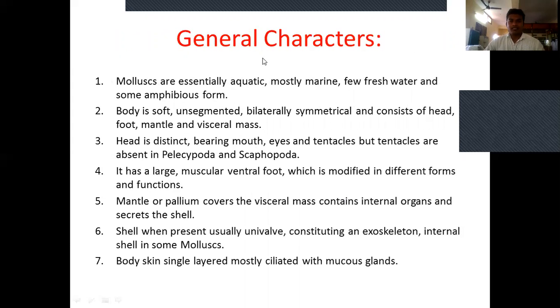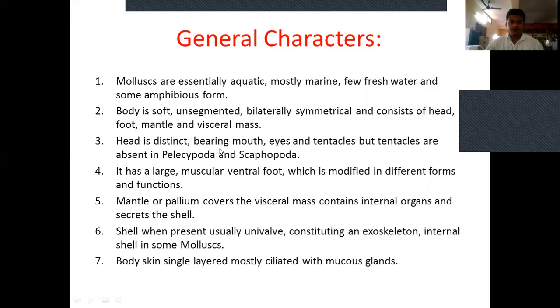Let's move on to the next slide. Here you can see the leading general characters of the Phylum Mollusca. Mollusks are essentially aquatic animals. They are mostly marine animals. Some of them live in fresh water, and some have an amphibious form. That is, some mollusks live in water as well as on land. Body is soft, unsegmented, bilaterally symmetrical. That is, the body can easily be divided into two halves and consists of head, foot, mantle, and visceral mass.